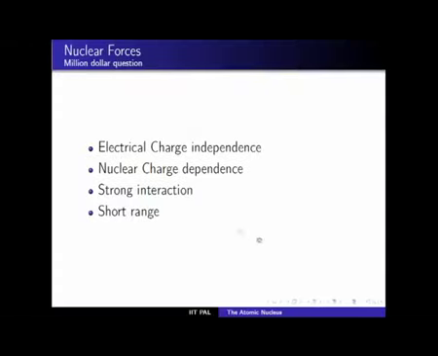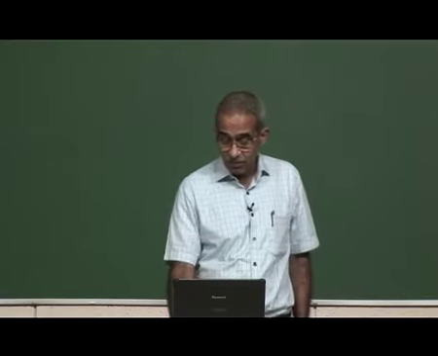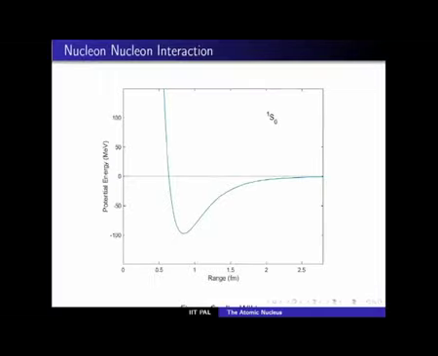And what are the crucial features? It depends on electric charge. It depends on nuclear charge. I gave you an idea of what nuclear charge is. It is a strong interaction. It is probably something like 100 times or 1000 times stronger than the electromagnetic interaction, and it is of a short range. And what is the range of these interactions? It is about a femtometer. This is the takeaway from the binding energy.